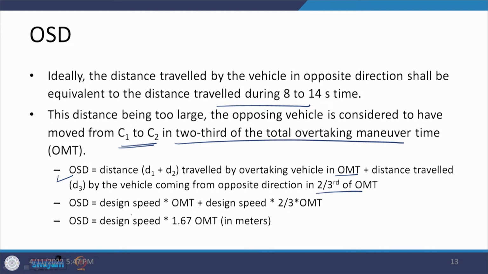So, design speed multiplied by OMT is the first thing, and the design speed multiplied by 2/3 of the OMT is the other one. If we take them together, this can be written as the OSD is equivalent to design speed multiplied by 1.67 times the overtaking maneuver time, which is 8 to 14 seconds.